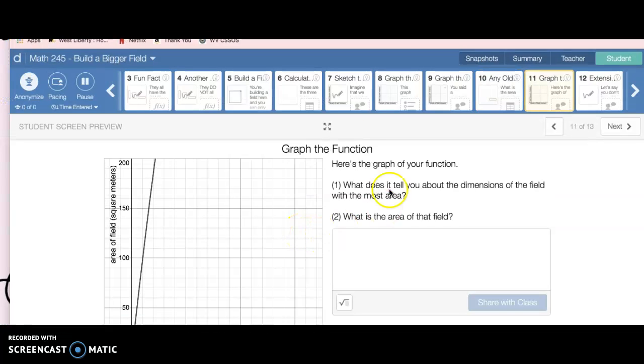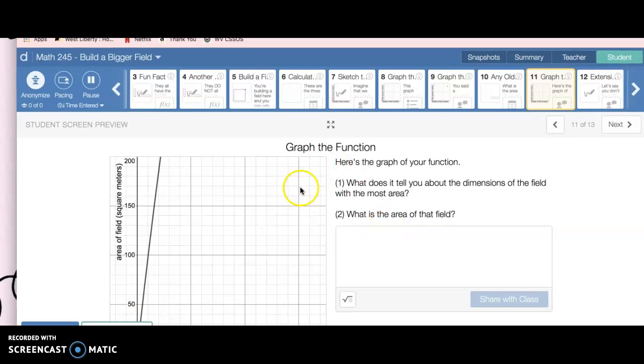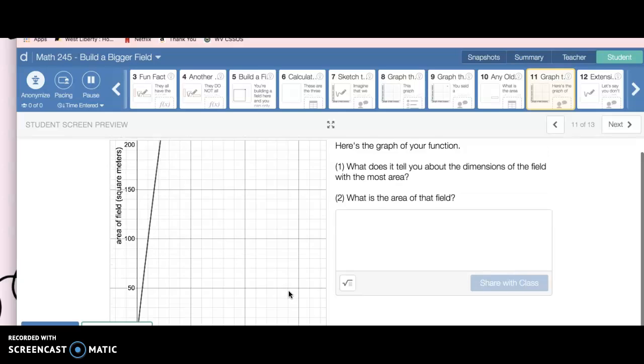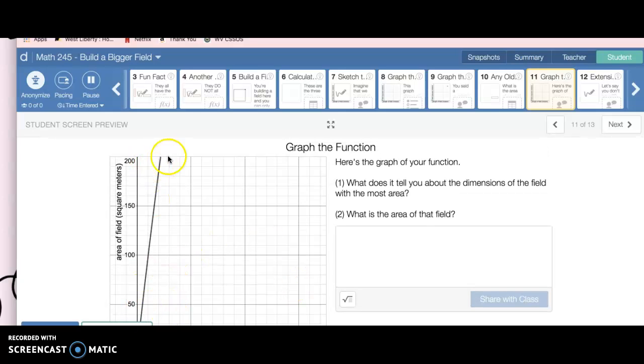Looking at the next problem, it says graph the function. Here is the graph of your function. We are provided with that. So, question number 1, what does it tell you about the dimensions of the field with the most area? And secondly, what is the area of that field? So what we need to do is determine where the maximum of the parabola occurs.